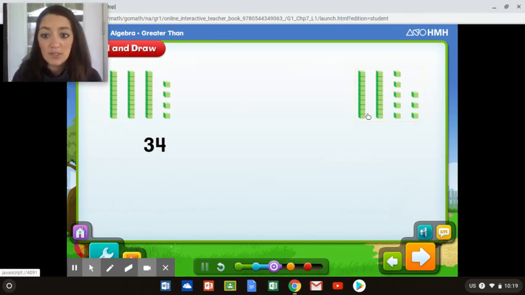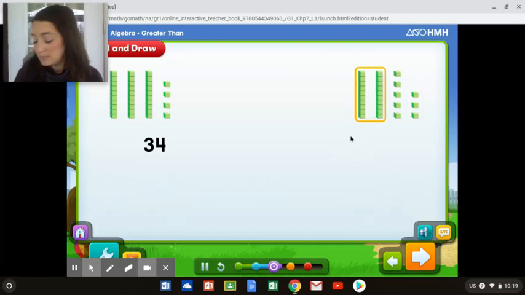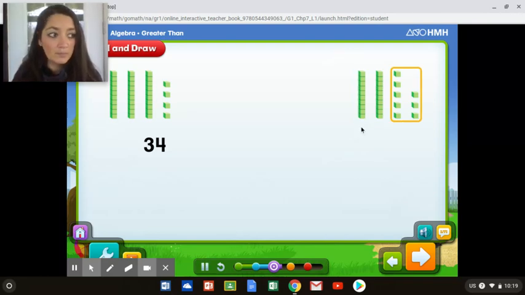What number does this model show? So this model has 2 10s and 1, 2, 3, 4, 5, 6, 7, 8 ones. So this number is 28. This model has 2 tens and 8 ones. So it shows 28.